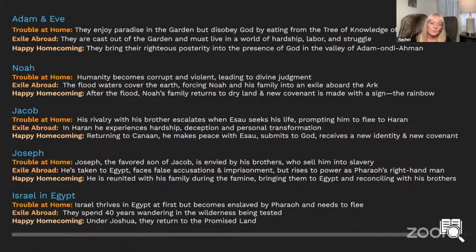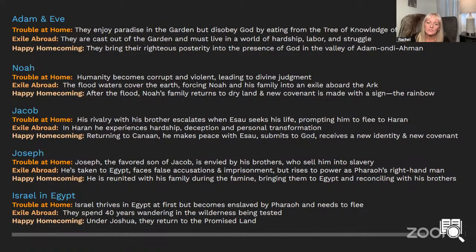And then we have Jacob, who's another great one. There are so many different things that could fit in here, so sorry that I just limited it. But one example of his trouble at home could be when he has issues and rivalry with Esau, who wants to kill him, and so he has to flee to Haran. And then he experiences the same hardship, judgment, deception, transformation, all kinds of things.